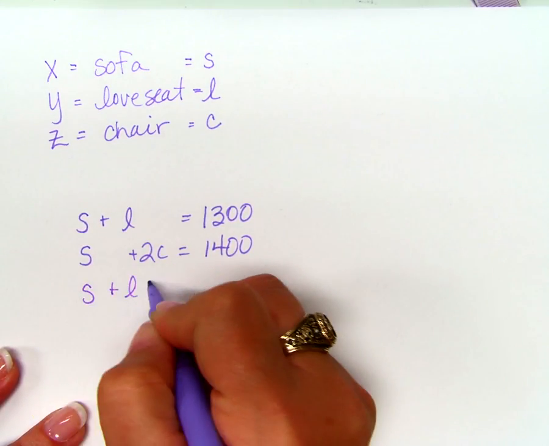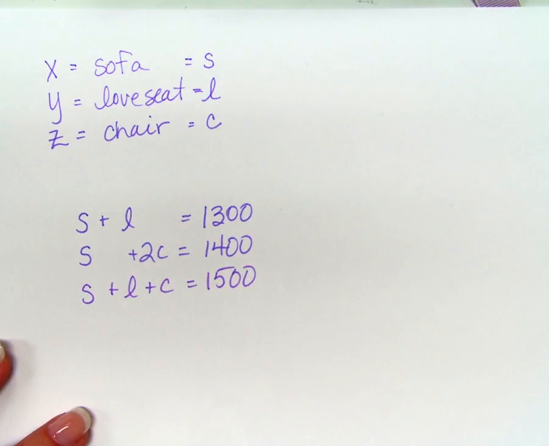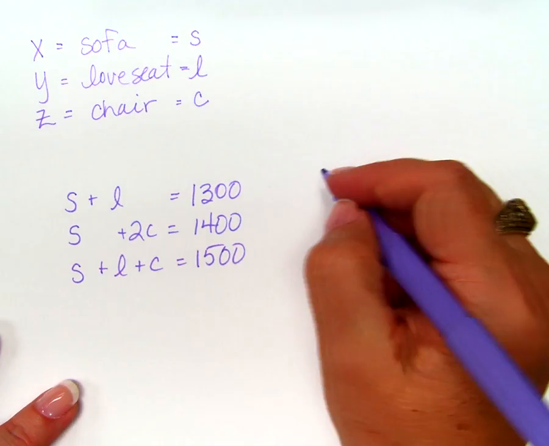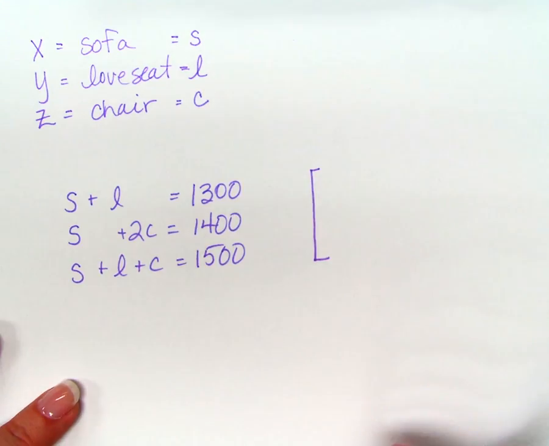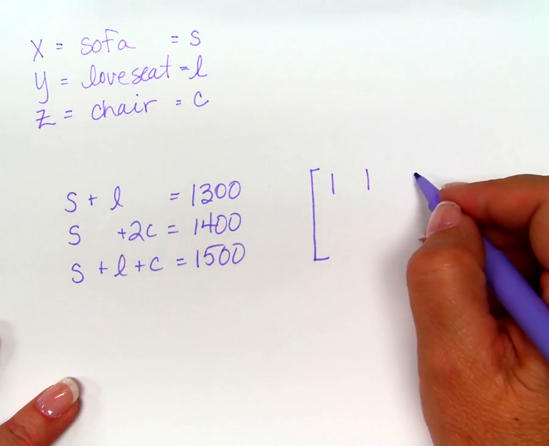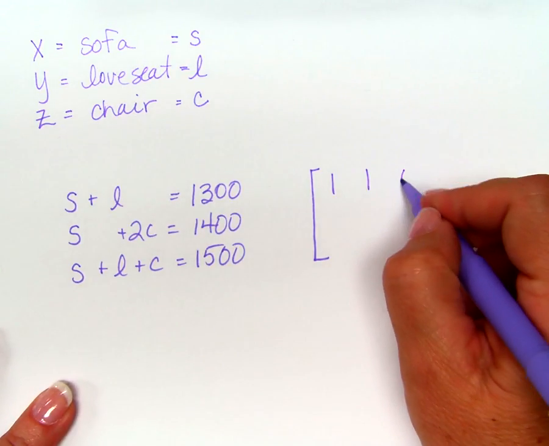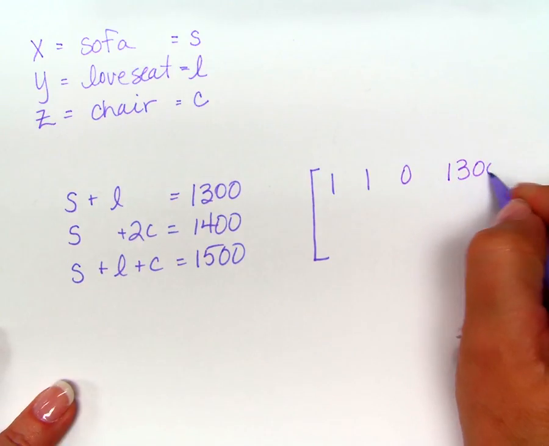S plus L plus C is $1,500. Is that a system of equations you could solve? Okay, so what would my matrix look like then? 1, 1. Uh-oh, there's not a C. So I just leave a space? Oh, 0. Okay. 1,300, right?